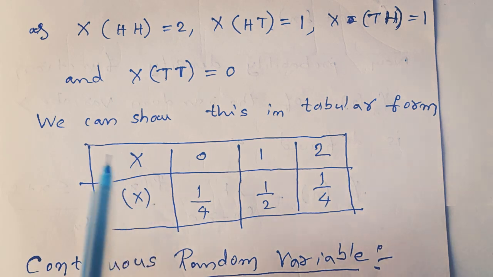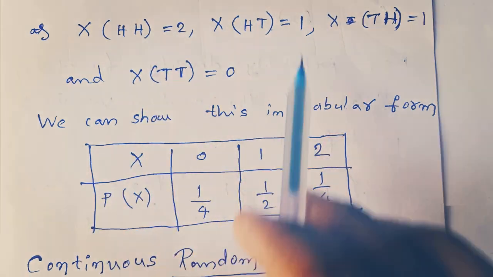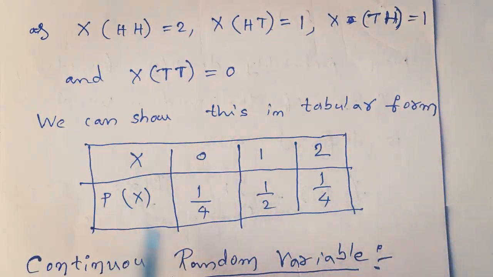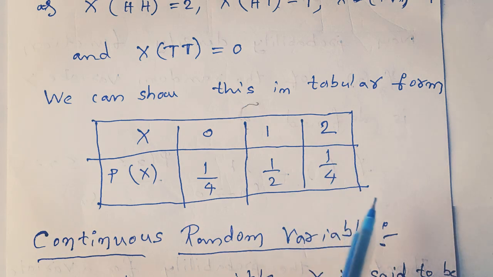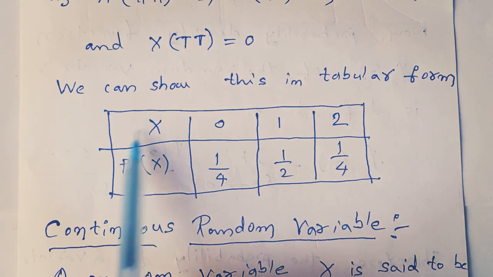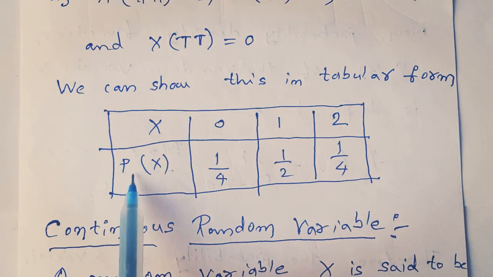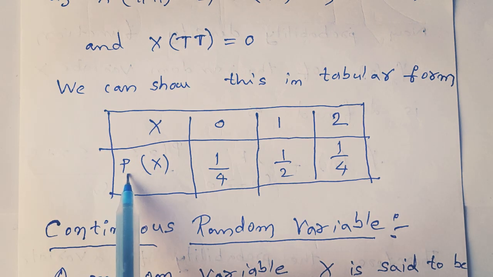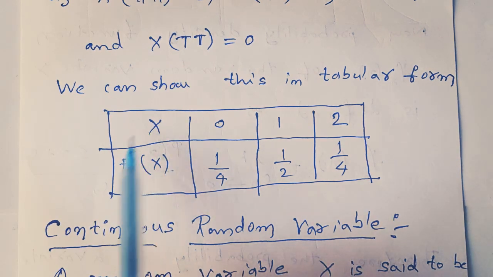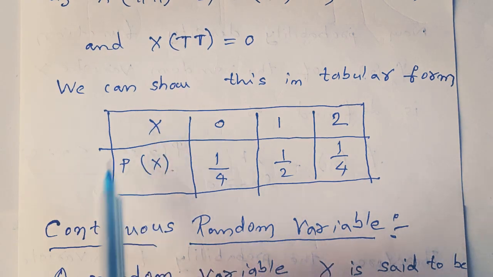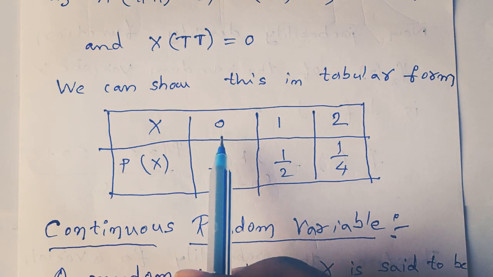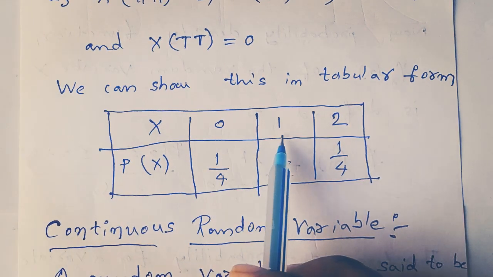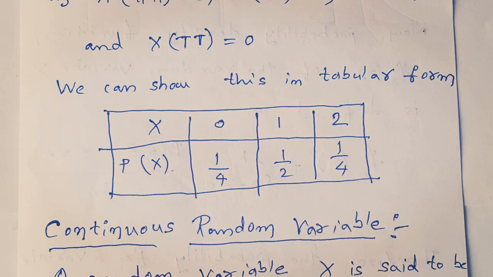Now we can show this information in a table. This is the tabular form. Capital X is the random variable, and p of x is the probability of x. What are the possible values of X? There are 0 heads, 1 head, 2 heads.